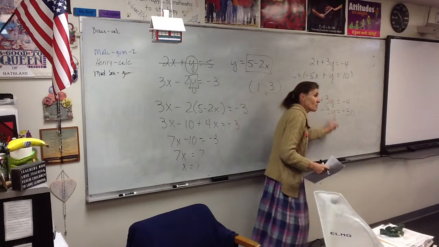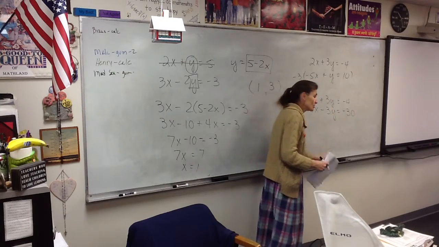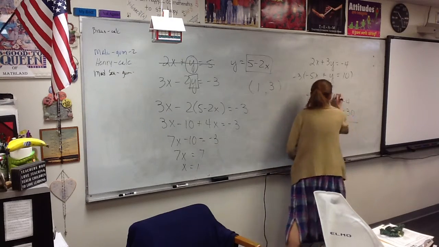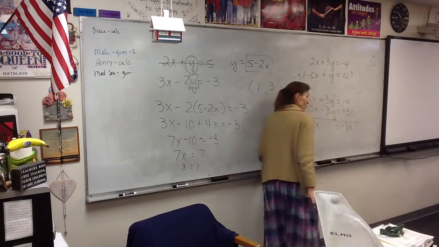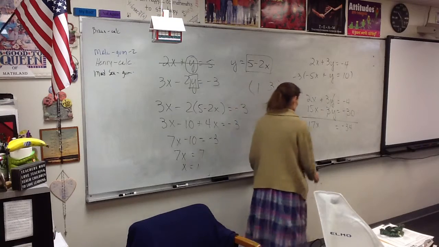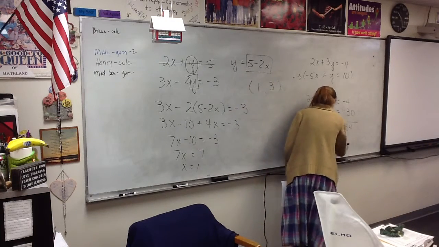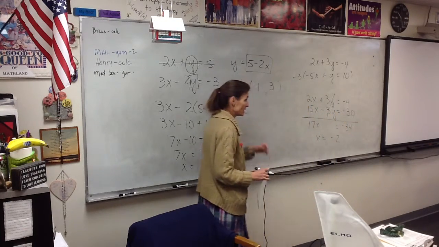Multiplying everything by -3. His top equation is staying the same. Look what happens right here. Those are going to go away when he adds. So 17x is going to equal -34. And x will equal -2.